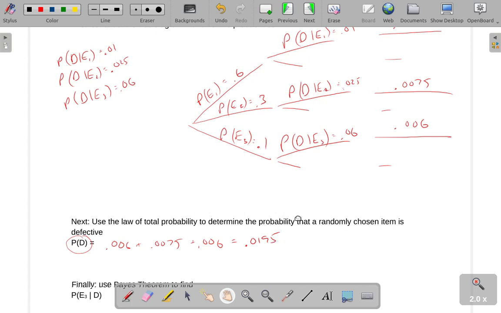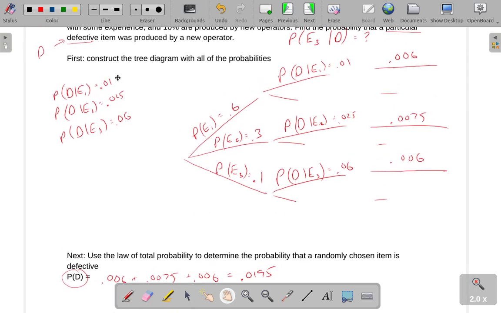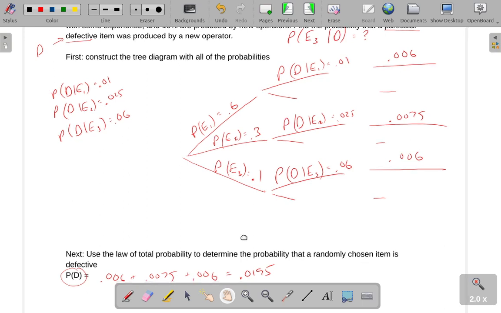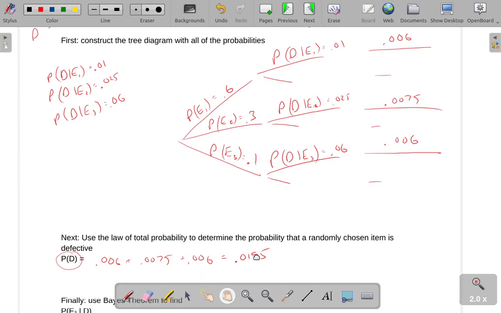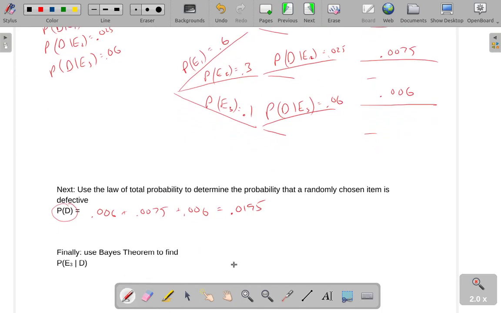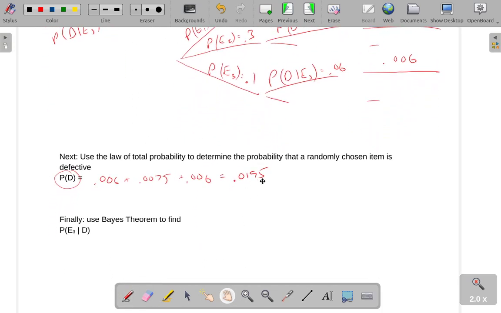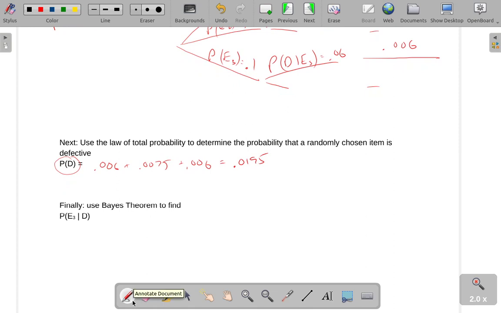So overall, the probability of getting a defective item is 0.0195. It's almost a 2% chance of getting a defective item. And that's probably not that surprising. You know, there's a 1% chance if it comes from a highly experienced operator, 2.5%, that's actually really close to the almost 2% that we see as the average. But new operators have a notably higher defect rate. So this is really a weighted average, if you want to think of it that way.